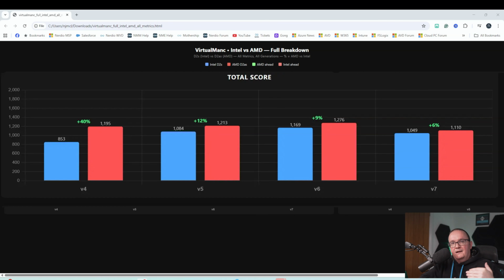So it seems to be that gap is getting smaller and smaller, but in every single scenario that I tested, the AMD was faster, okay, which is very interesting, especially when you consider the cost, which we'll go into next. So that was the overall score.